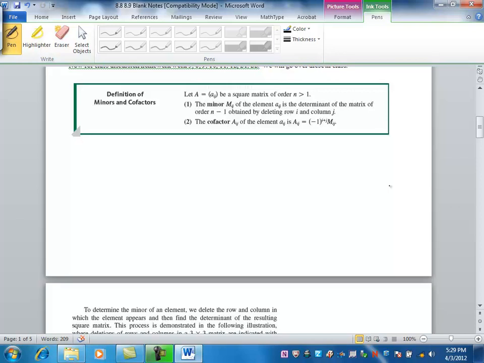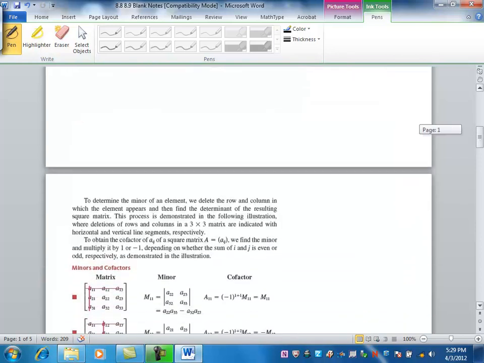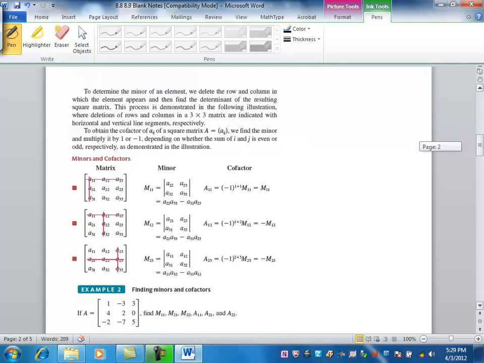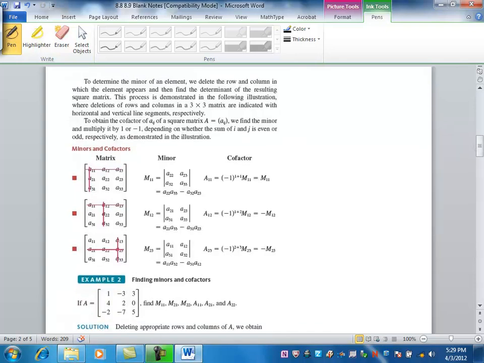And then the cofactor is the element where we take -1, raise it to the i plus j, and multiply by the minor. Now at this point you're all probably rolling your eyes and doing the open palm on the head, thinking, whoa, Kev, what's going on? Well, let's take a look at some examples.